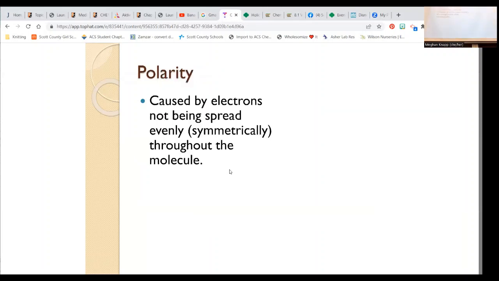All right, so polarity, what is it? Polarity is caused by the electrons not being spread out evenly. When we have a neutral atom, we have all the positive charge in the middle, and the electrons are on the outside, and they balance each other out. But if the electrons are gathered to one side, then that side of the atom, or of the molecule, is going to be a little bit more negative.